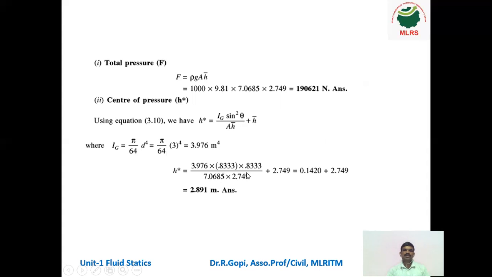So H star is equal to how much we got? It is 2.891. Okay, 2.891. So from this you can see H bar is equal to 2.749 and H star is equal to 2.891. So always the H star value is greater than the H bar value. Keep it in your mind for all the problems. This is applicable for all the problems. Okay.